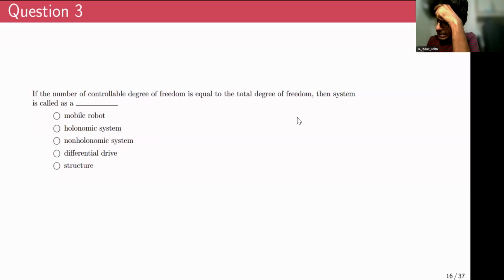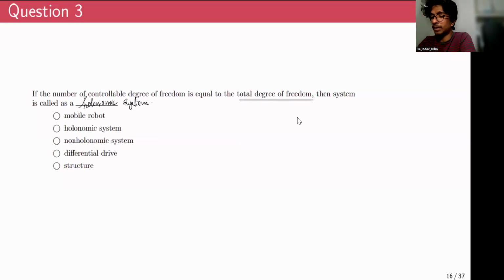If you can recall from the lectures, this is basically the definition of a holonomic system. If the number of controllable degrees of freedom is equal to the total degrees of freedom, then such a configuration of mobile robots can be classified as a holonomic system. I'll give you one example. What do you mean by total degrees of freedom?